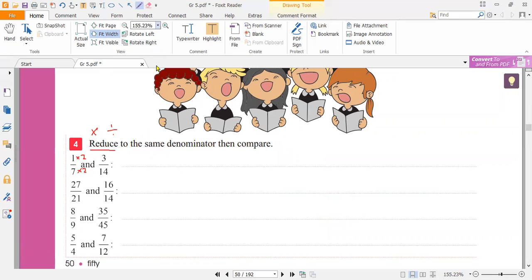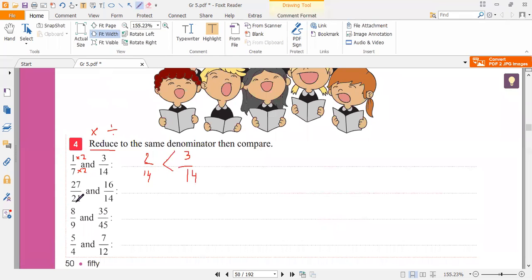So here the answer will be 2 over 14. And here 3 over 14. Now I have the same denominator. So the greater one is the greater numerator.